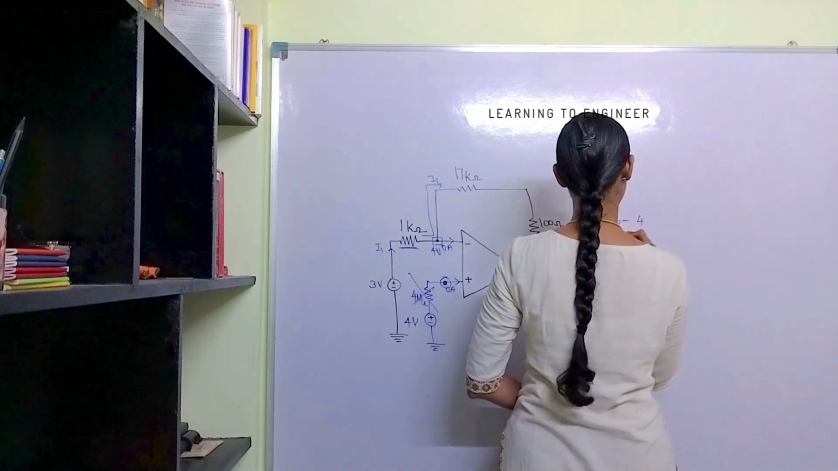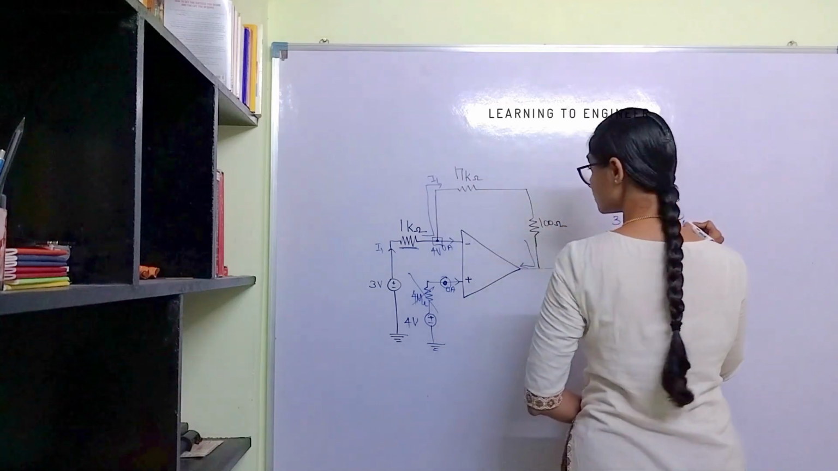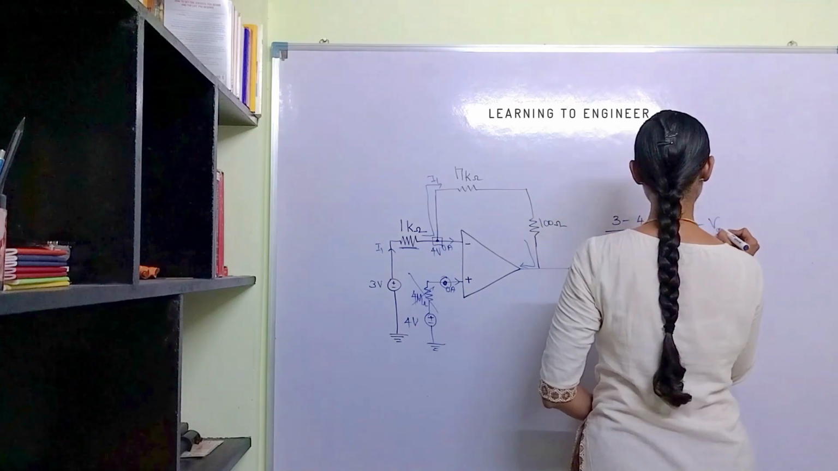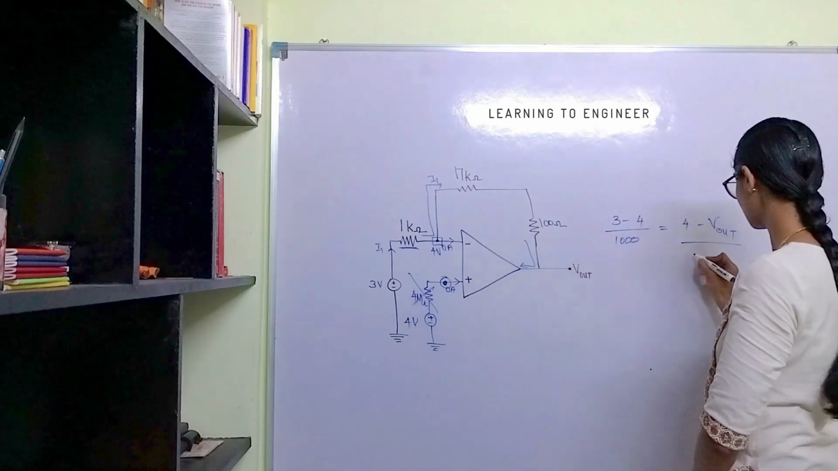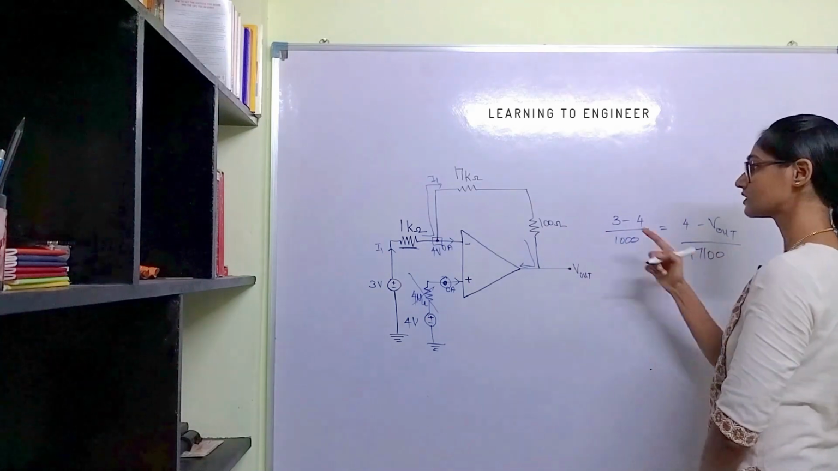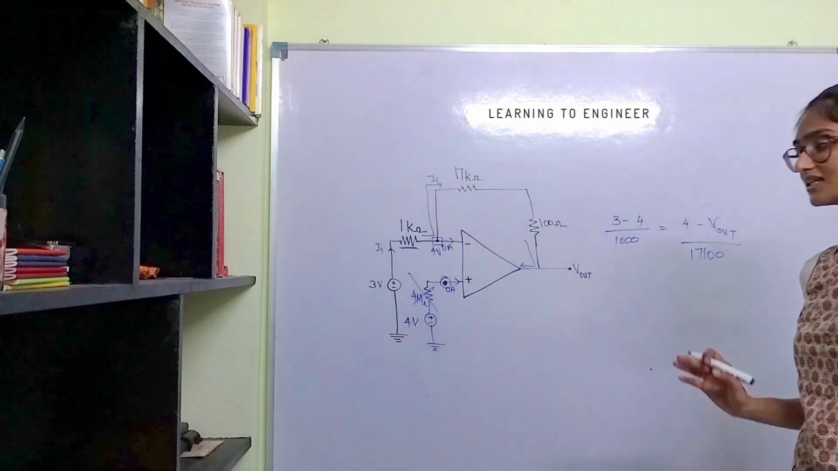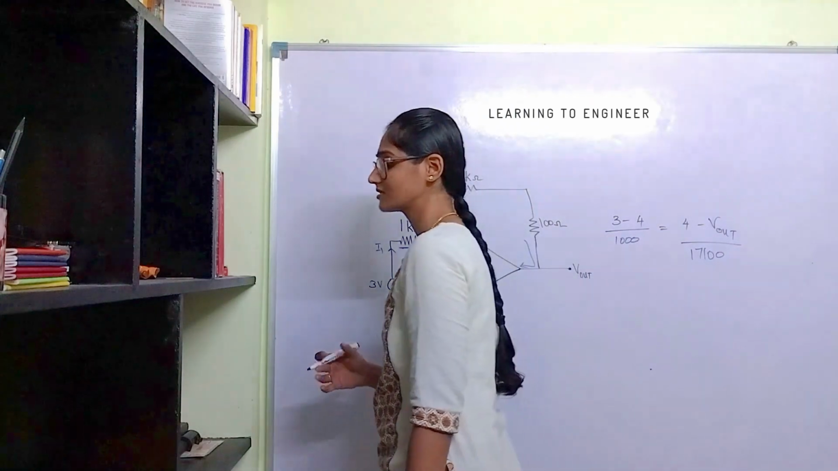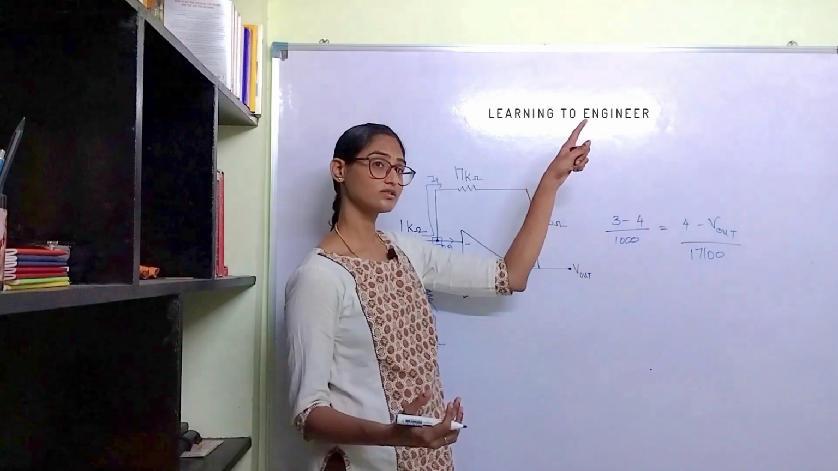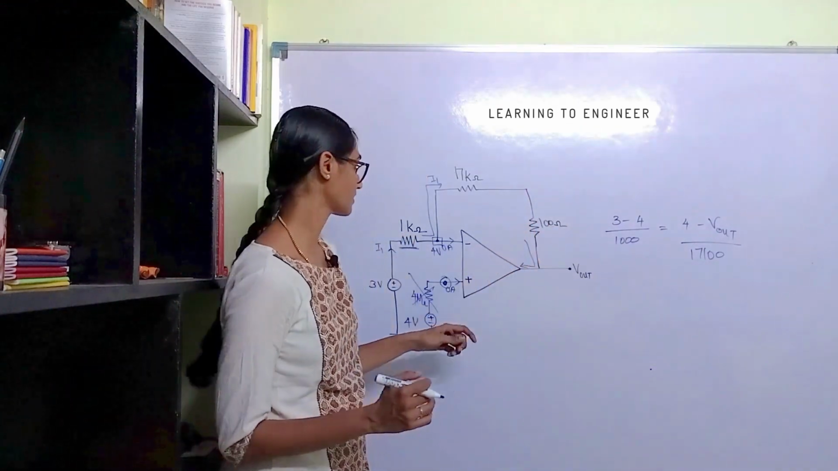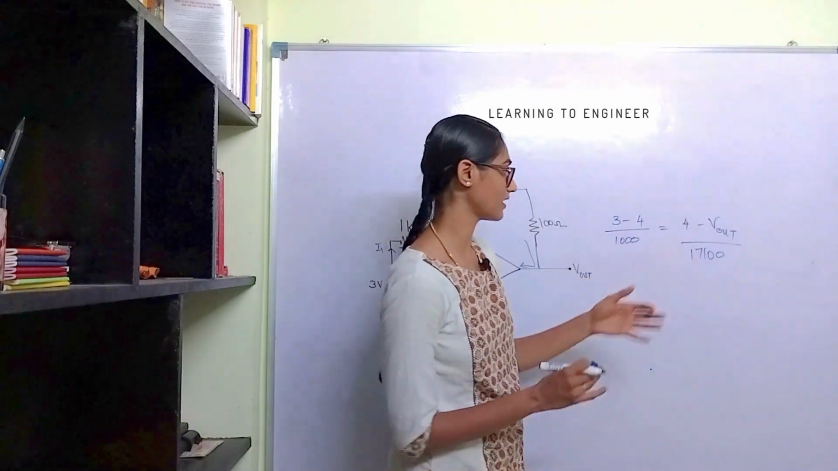3 minus 4 divided by 1000 is equal to 4 minus V out divided by 171,000. Both of them are in series, so we are adding these resistors. If two resistances are in series, why are we adding the values of the resistance? And if they are in parallel, why are we not adding them? Check out this video and you will understand this concept better. Since both of them are in series, we are adding these resistances and this is the value.